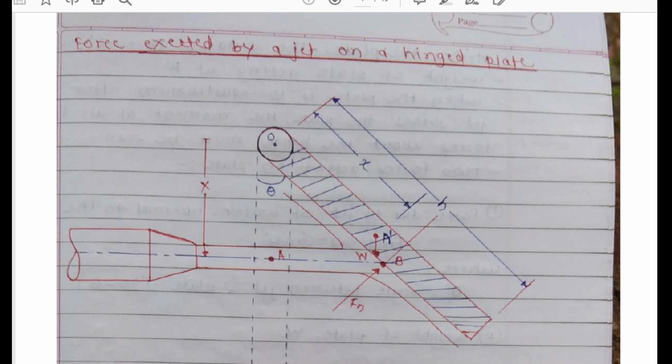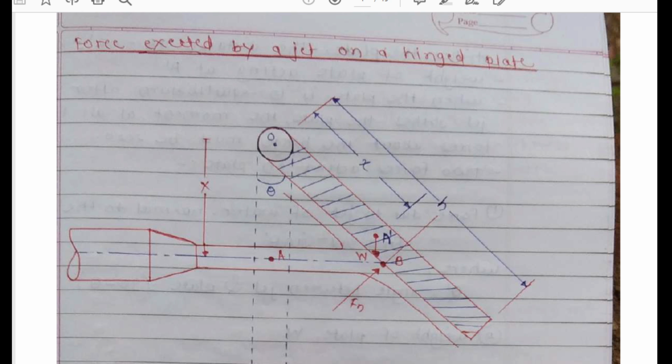Hello everyone. In this lecture, we are going to study the force exerted by jet on the hinge plate. In the previous lecture, we studied the force exerted by jets on the stationary plate, which is either vertical, inclined, or curved. As I have already explained, we have to study this because we have to design some water resources structures. So the force exerted by jet on hinge plate can be calculated in the following manner.